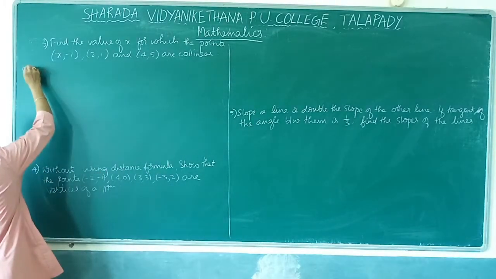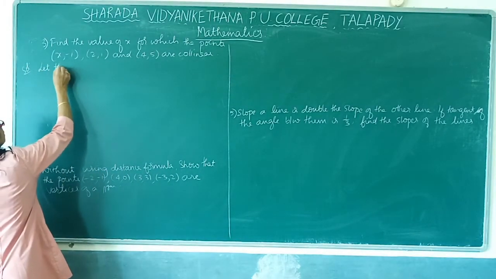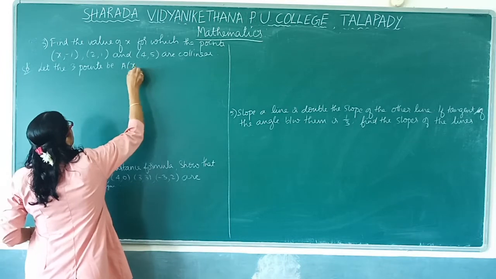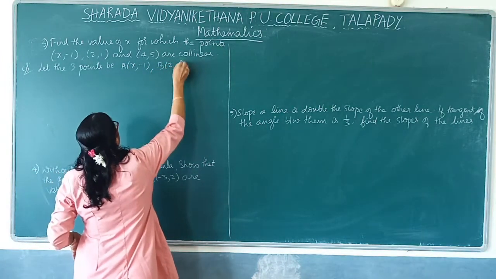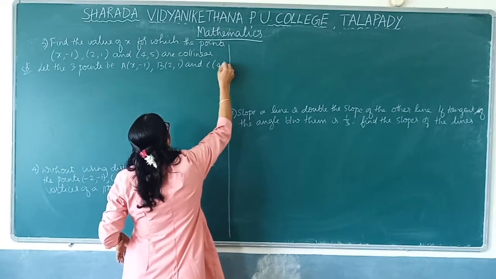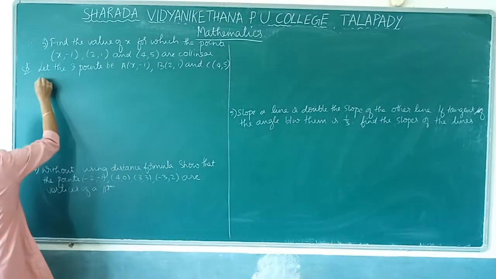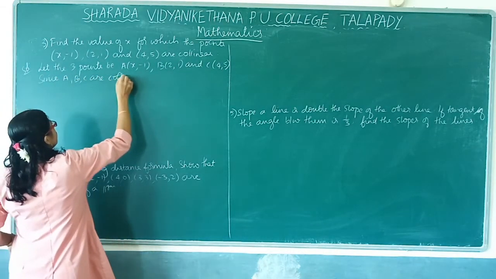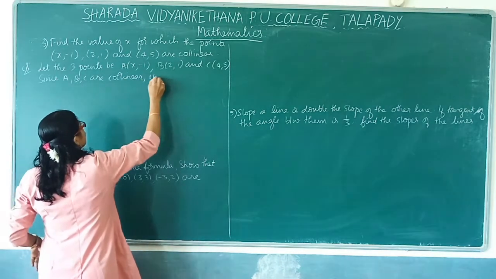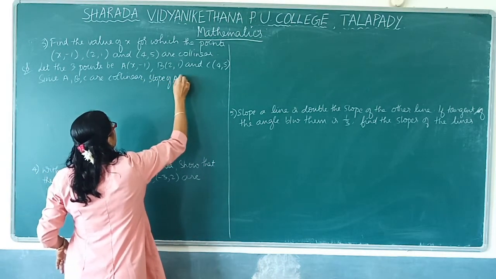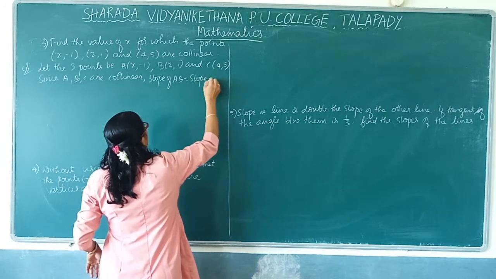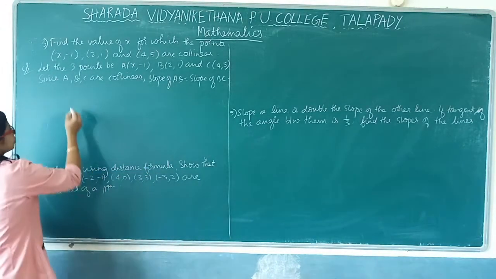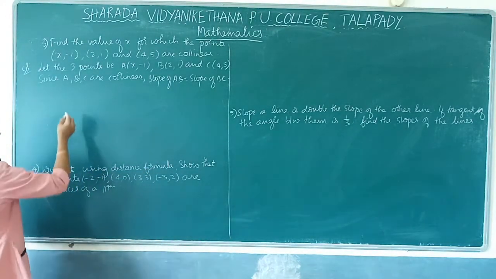So we'll start the solution as, let the 3 points be A of x comma minus 1, B of 2 comma 1 and C of 4 comma 5. So since A, B, C are collinear, what can you say if they are collinear? Slope of AB is equal to slope of BC. The alignment or inclination is same. Okay, what is slope of AB?